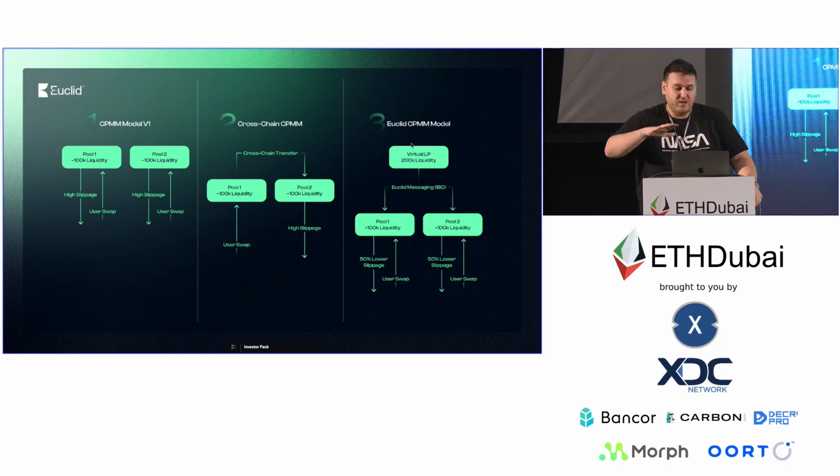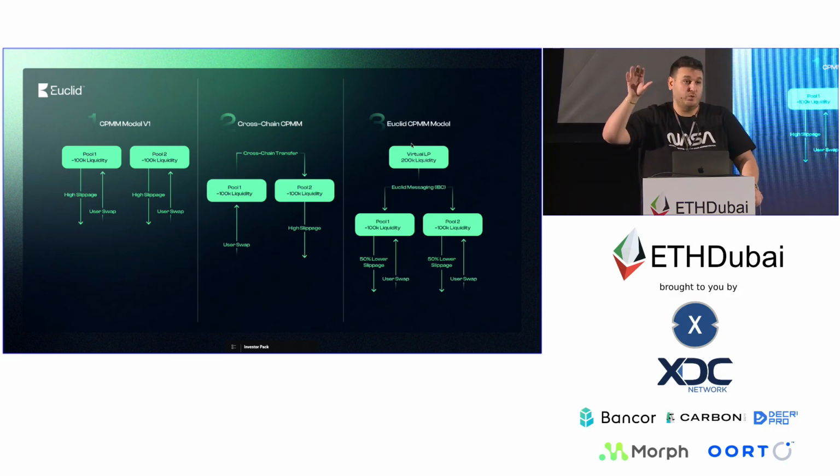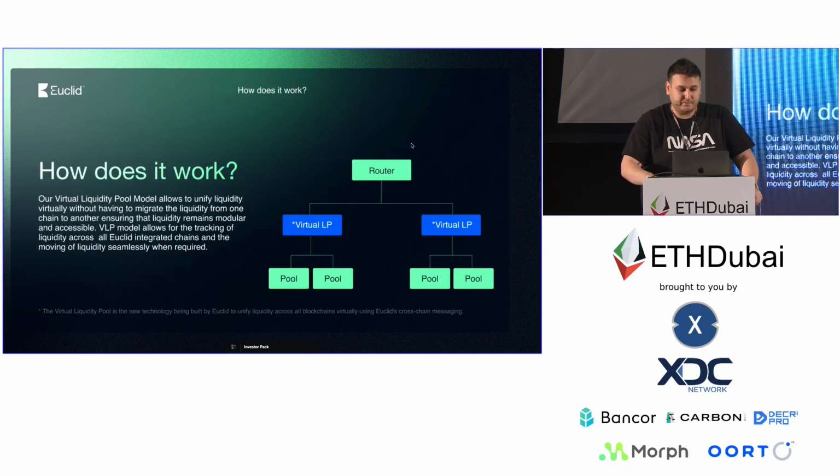We have pools on each and every chain, whichever chain we can, and basically it's all unified virtually on one hub, which is one chain, so it's all decentralized. And this allows you to trade on 200K of liquidity on any chain you want using our Euclid messaging protocol. And this basically brings you 50% lower slippage, better user experience, and more accessible liquidity.